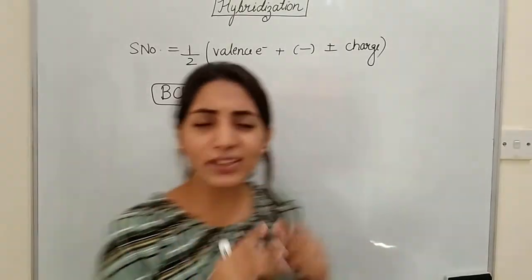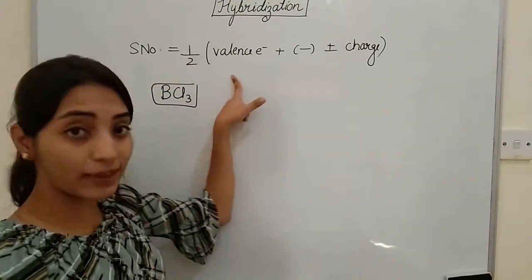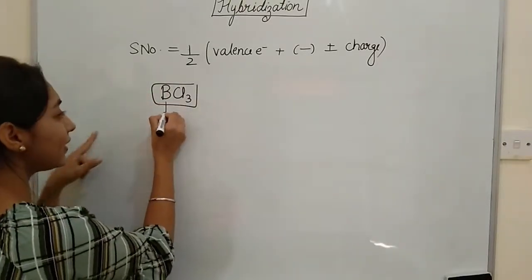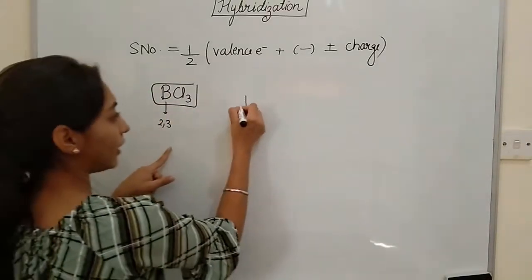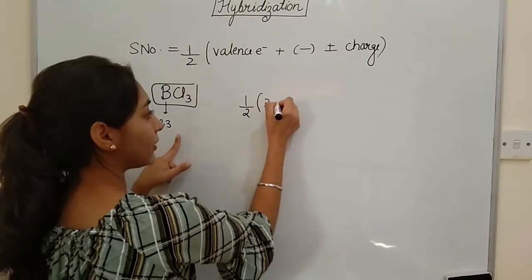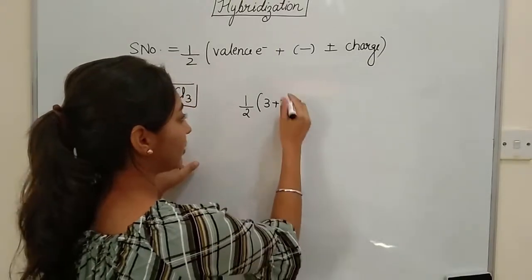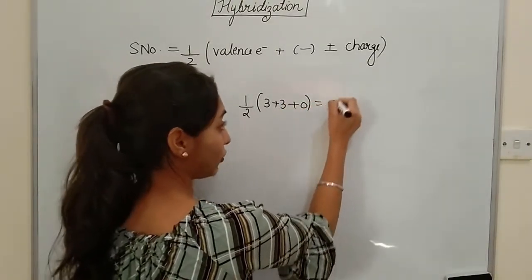Okay, let's get quickly started with the steric number formula. Remember, we have learned this in so many videos. So for BeCl3, it should be half of (3 + 3) plus 0, which equals 3.